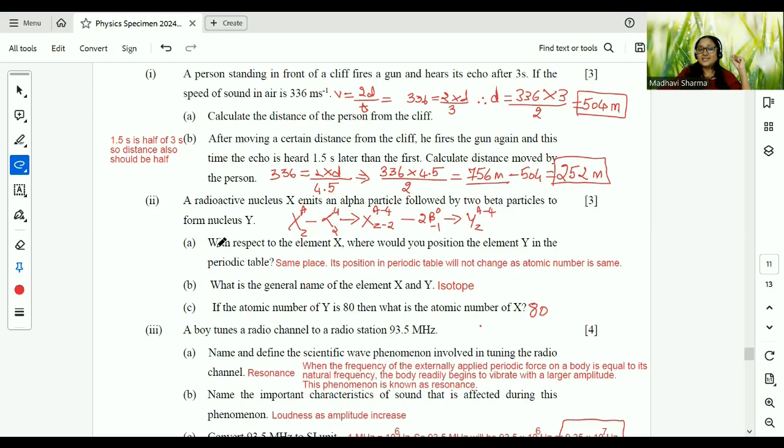Now the question says, with respect to element X, where would you position the element Y in the periodic table? Same place. Atomic number is the same. In the periodic table, the elements are placed with respect to their atomic number. You studied this in chemistry, first chapter. What is the general name of the elements X and Y? Isotope. Proton number is same, so isotope. If the atomic number of Y is 80, what is the atomic number of X? 80.